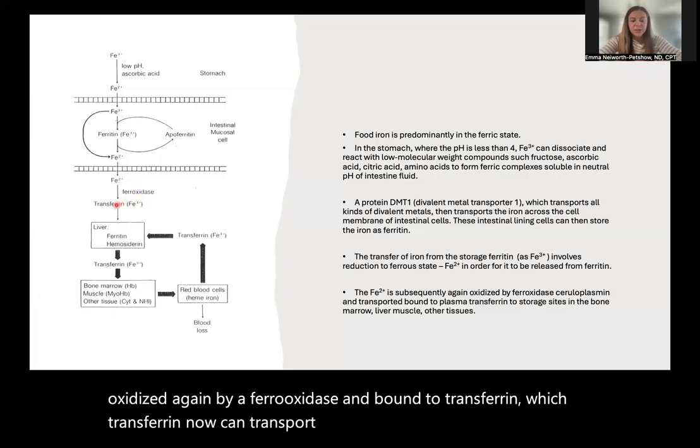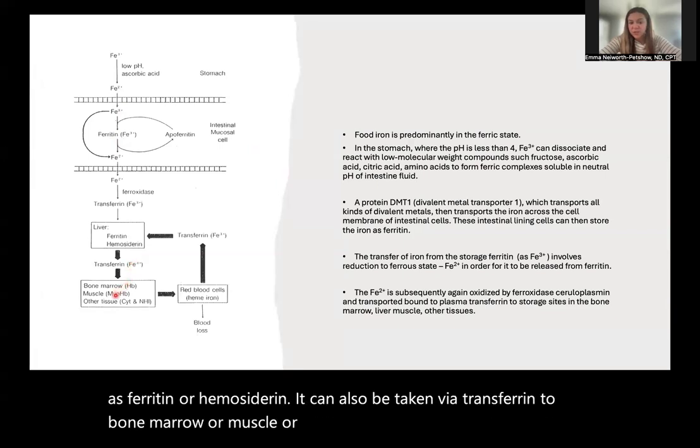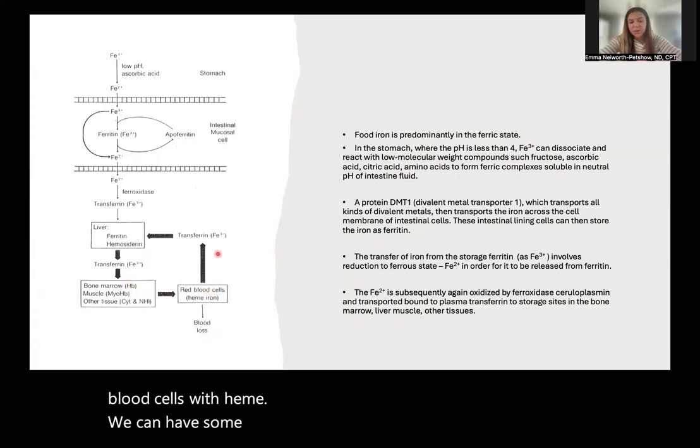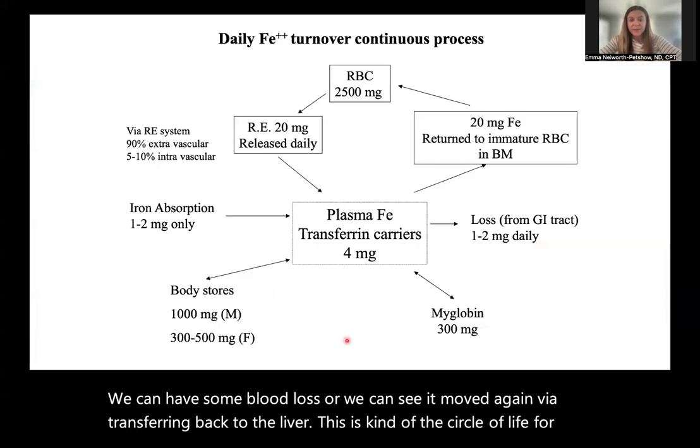iron to tissues. So the liver, it's stored as ferritin or hemosiderin. It can also be taken via transferrin to bone marrow or muscle or other tissues. It's then packaged in red blood cells with heme. We can have some blood loss, or we can see it moved again via transferrin back to the liver. So it's kind of the circle of life for iron.